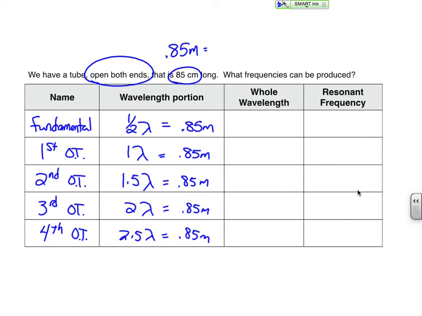So now what we have to do is figure out, well, how big is a whole wavelength? Well, to do this, we pretend this is algebra, and we solve for lambda.